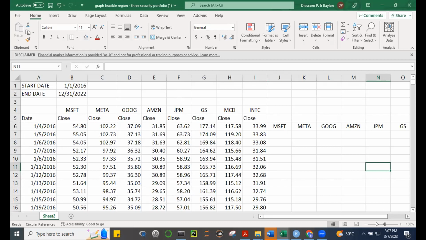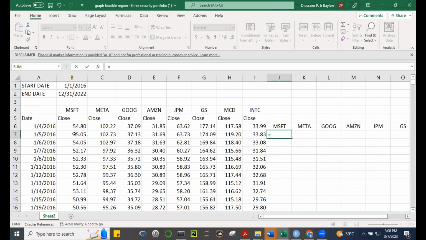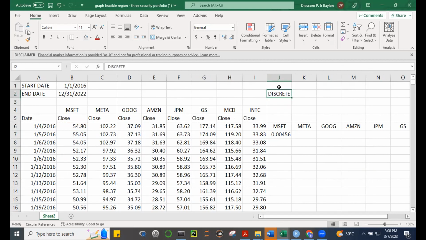I'm going to put the names here, and then we're going to get the returns. So there are two types of returns. You can have the simple returns, which is just equal to the price at time t divided by price at time t minus 1, minus 1. So that's called your discrete or simple returns. The other one is your log or continuous.